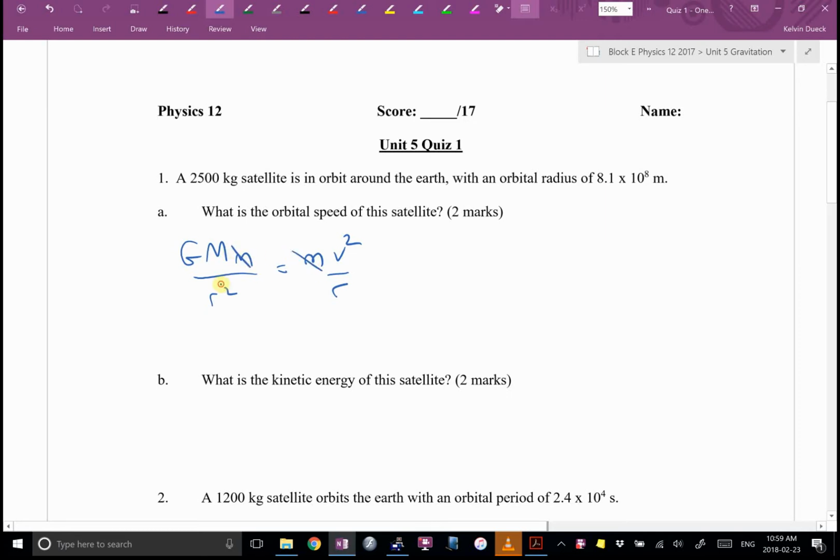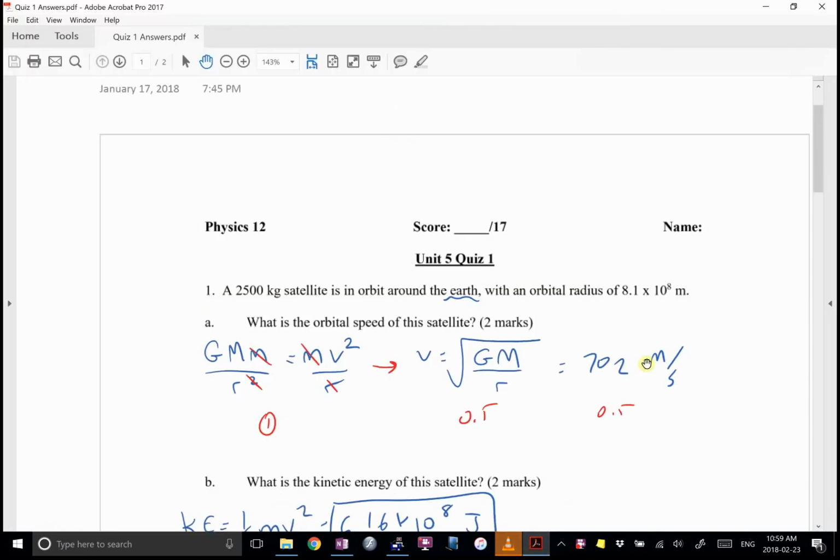One of the m's cancels, one of the r cancels, and I get v equals the square root of big G, big M over r. And I quickly crunch the numbers. Do you get 702? Yes? So I would give you 1 mark for the first equation, half mark for getting v by itself, and a half mark for the answer. But as always, if you got the right answer, 2 out of 2.